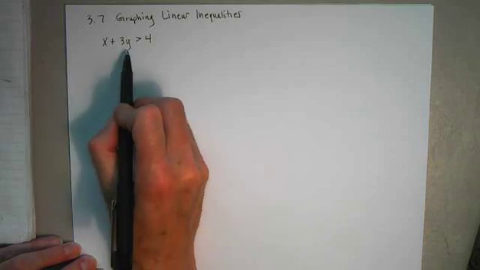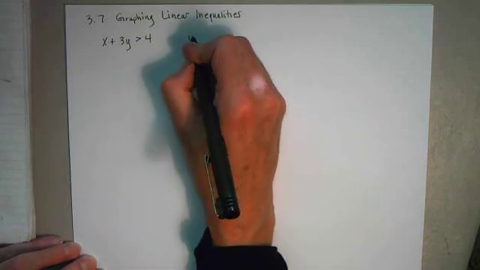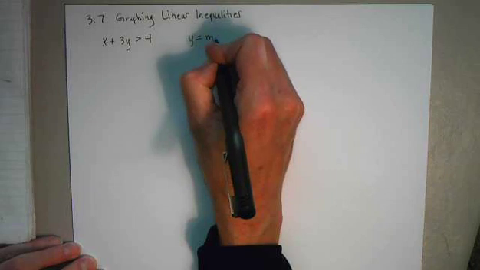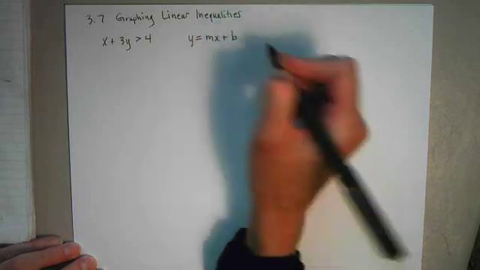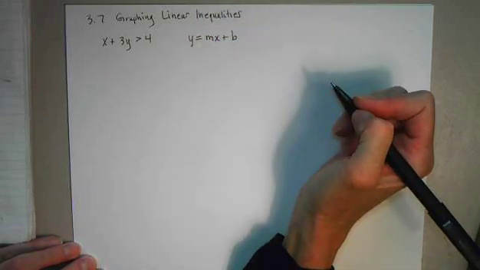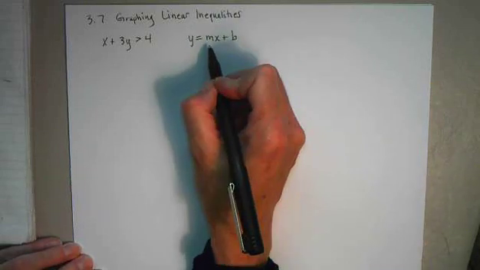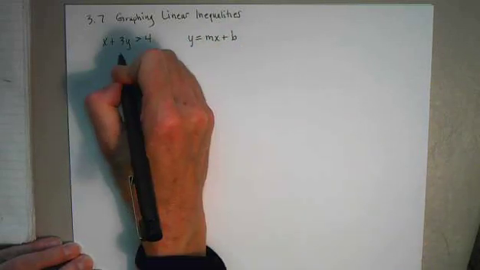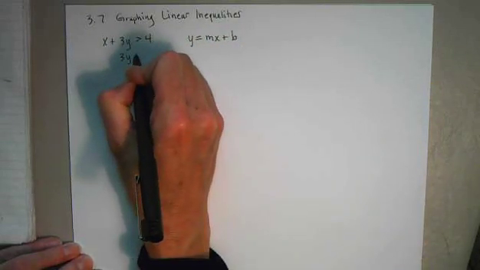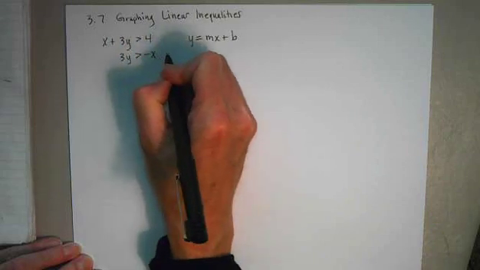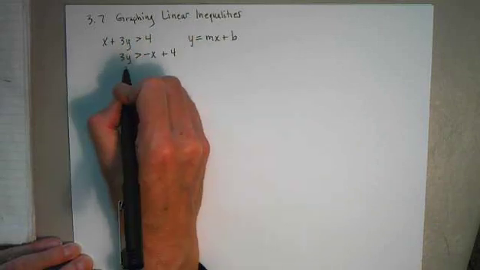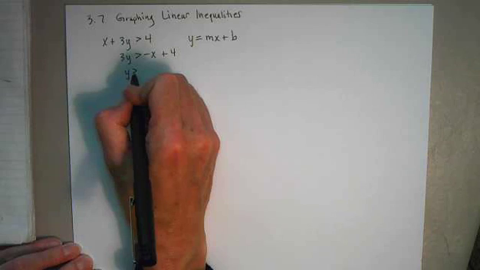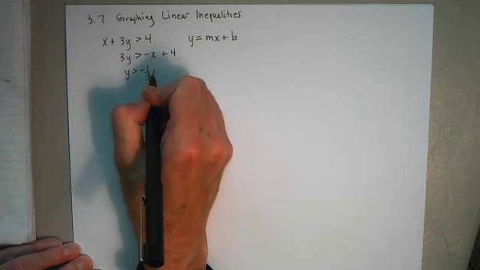So we still want to graph the line, and I like this way to graph the best. If you like x and y intercepts, use that. If you like random points, you can do that. But I'm going to use slope-intercept form. So I'm going to go ahead and solve for y. So I'm going to subtract x from both sides, and then I'm going to divide by 3. So I get this.